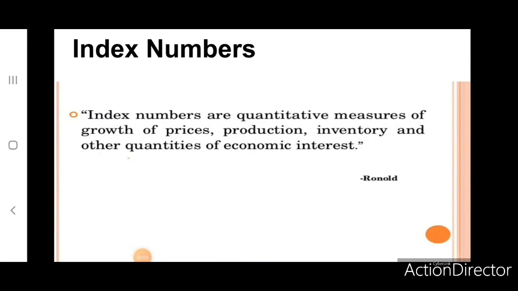Index numbers are quantitative measures of growth of prices, production, inventory, and other quantities of economic interest. In other words, an index number is a statistical measure designed to show changes in a variable or a group of related variables with respect to time, geographical location, or other characteristics such as income, profession, etc. With the help of index numbers, we are able to identify the trend of prices, industrial production, national income, etc. So these are all about index numbers.